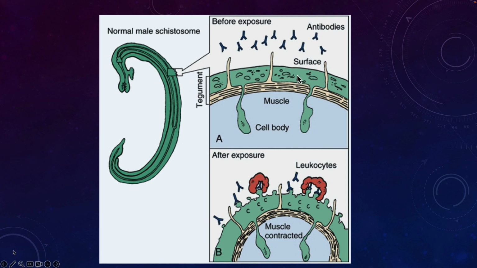Prior to treatment with the drug, the antibodies can't really bind to the surface of the tegument, but once they've been exposed to the drug, you expose these more bumpy features that allow the antibodies to bind, recruit immune cells, and end up leading to death of the parasite. So again, we'll talk more about the various antiparasitic agents as we talk about the various parasites, but it is really important that you think about the challenges in treating all of the different types of infections that we've talked about throughout the semester.